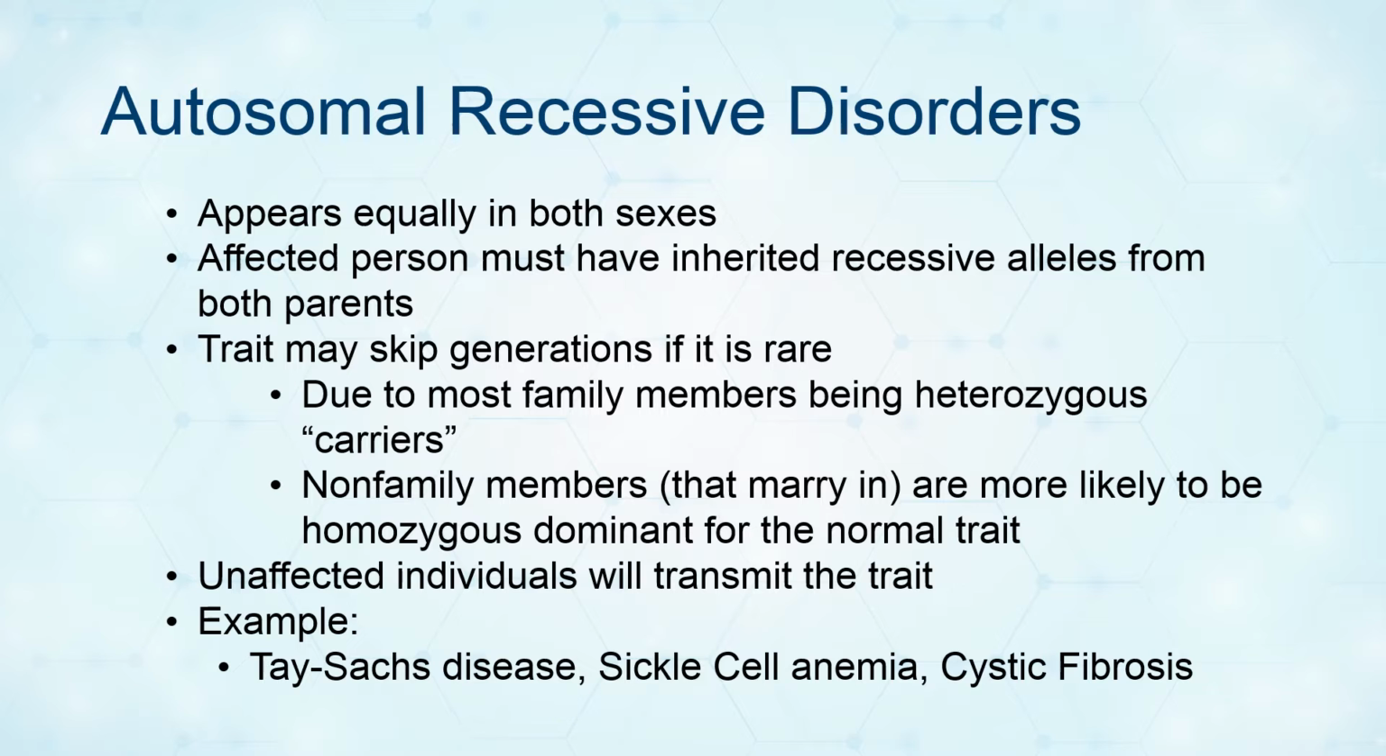So if it's rare, then the likelihood that the person you marry outside the family has that rare allele is low, meaning most of the people that marry into the family should be homozygous dominant. You could get a carrier, of course, but the probability is low. And because it's recessive, unaffected individuals can pass on the trait because they're carriers. There are many, many examples of autosomal recessive disorders. Some of them we'll talk about in clinical lectures. For example, we'll discuss Tay-Sachs disease, and sickle cell and cystic fibrosis will come up in our lectures.